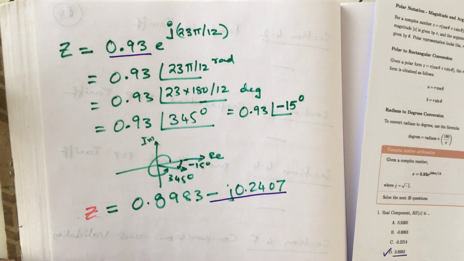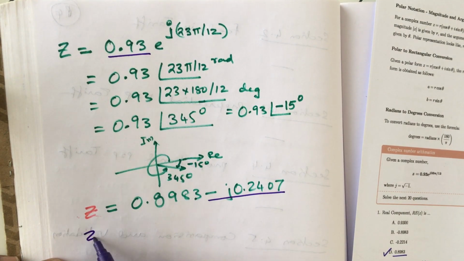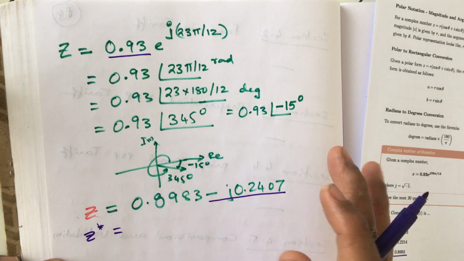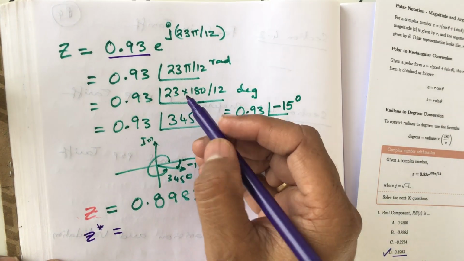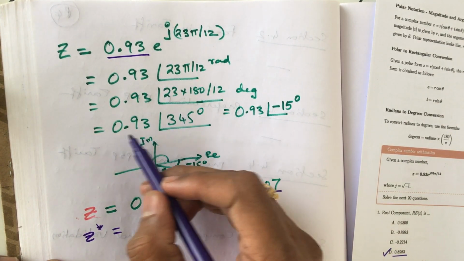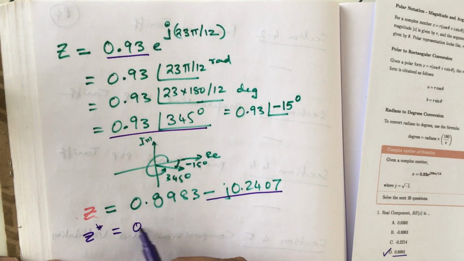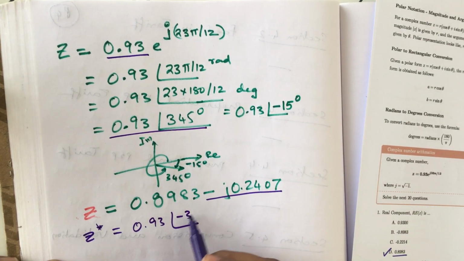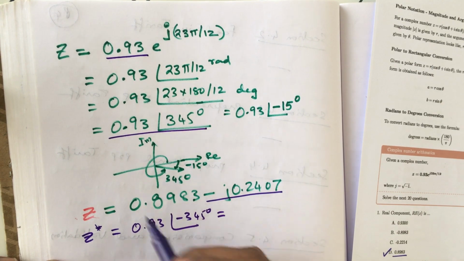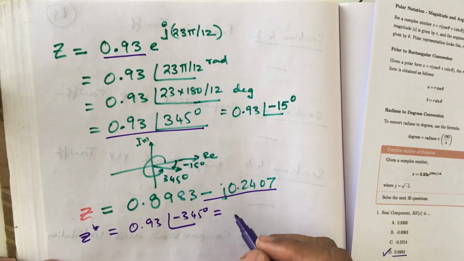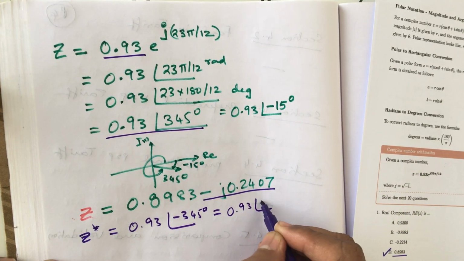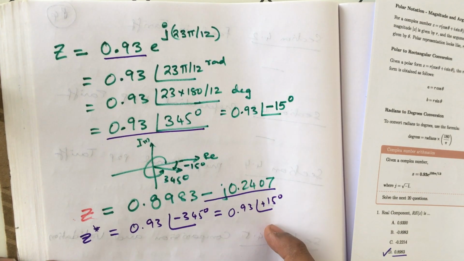So you look at this Z star here. I will write it here, the Z conjugate. It will be the same thing, but the angle will be negative. So at the top you see, I'm writing this one, right? 0.93 with an angle of minus 345 degrees. That is also equal to 0.93 with an angle of plus 15 degrees. Both are equivalent again.